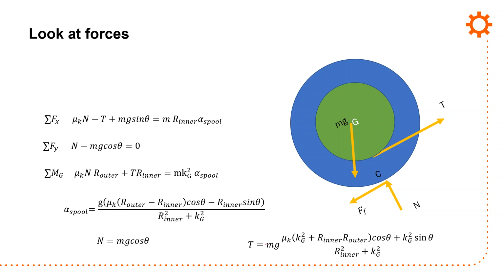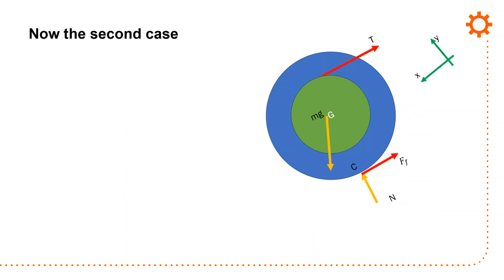And I can also do the same thing for the tension, just substitute in terms. Mu k k_g squared r inner r outer cos theta plus k_g squared sine theta r inner squared plus k_g squared. So now let's look at the second case.